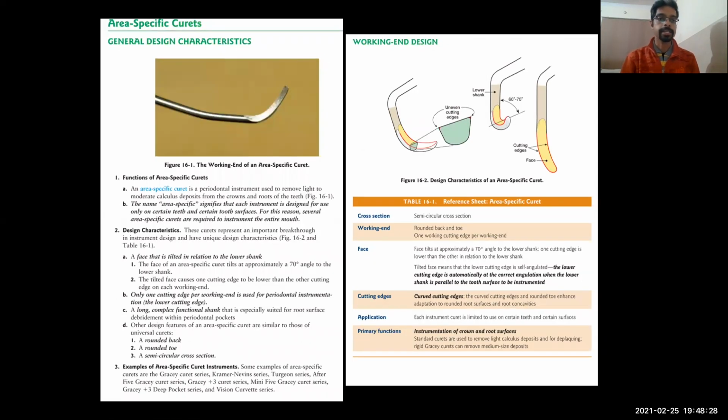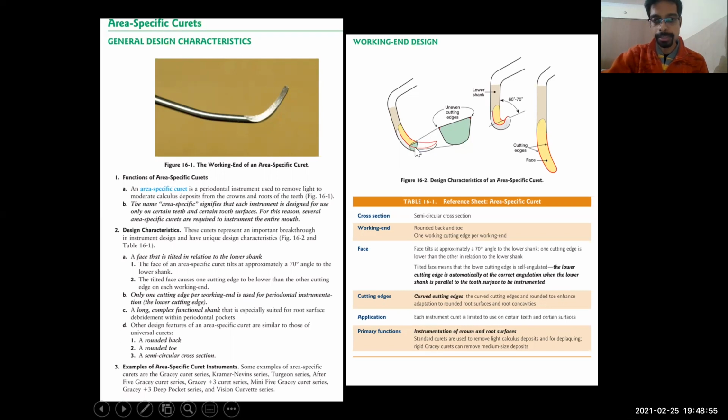Now, these are the area specific curettes. As the name suggests, these instruments are specified for different areas. So it's a set of instruments. Some instruments are used for some areas and other instruments are used for the other areas. So this is a very important and a very good set of instruments used for periodontal scaling and root planing tasks.